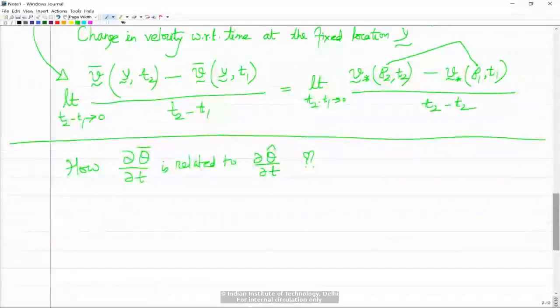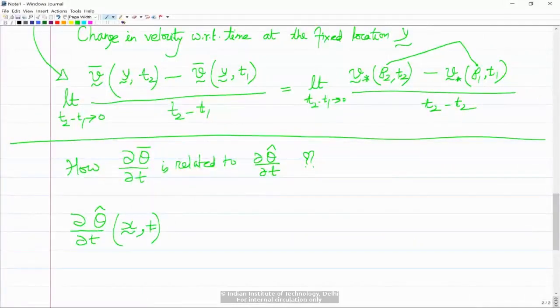So let me write down this del theta hat by del t more explicitly. Del theta hat by del t, and I'm saying you have to keep the reference position x fixed. When you keep the reference position x fixed, it means you write x with respect to some coordinate system e1, e2, e3. You get three components, x1, x2, x3. So you have to keep all the three components fixed. When you say x fixed, that means all the three components are fixed.